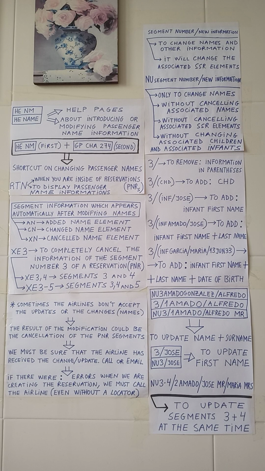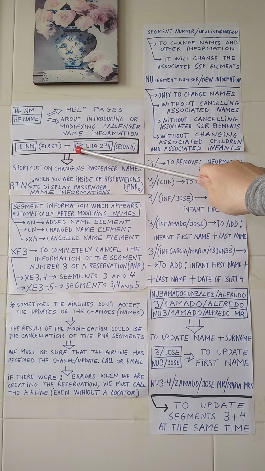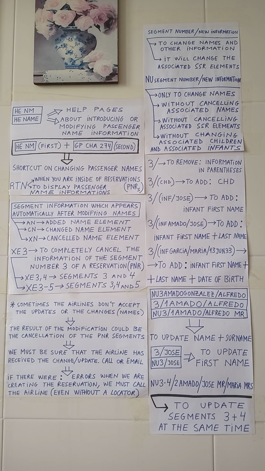After pressing enter on the computer keyboard, a list with several informational lines appears. All the informational lines have a code at the beginning of the line similar to GPCHA 274. We need to write that code and press enter on the computer keyboard to expand the information of that specific line. In this example, I have selected the line with the code GPCHA 274.